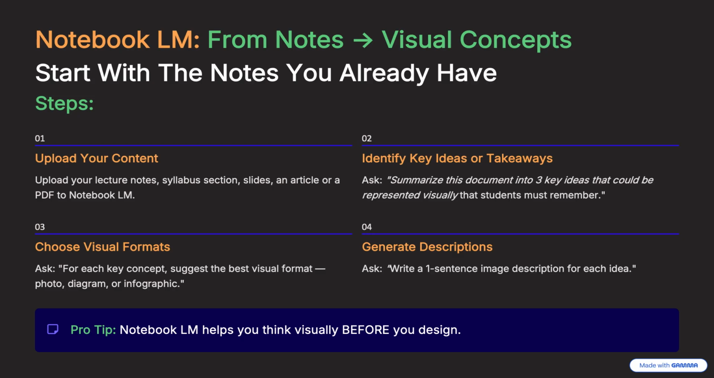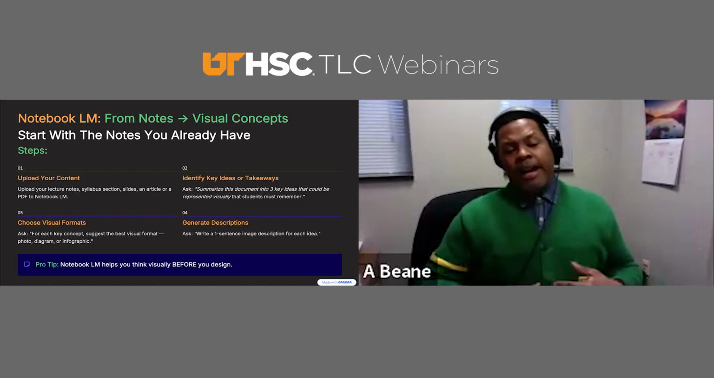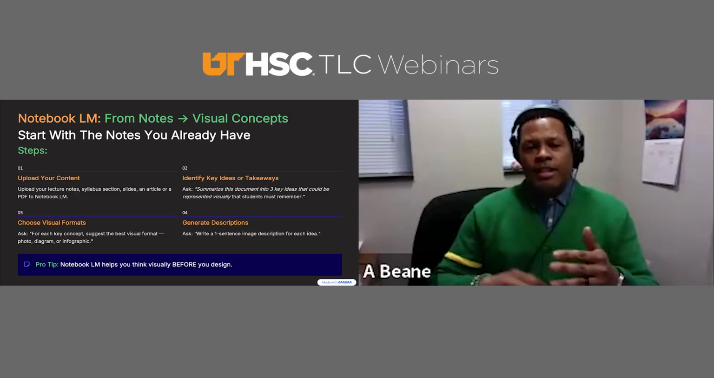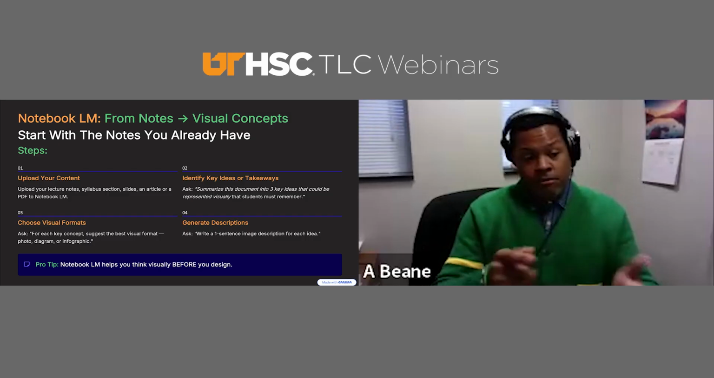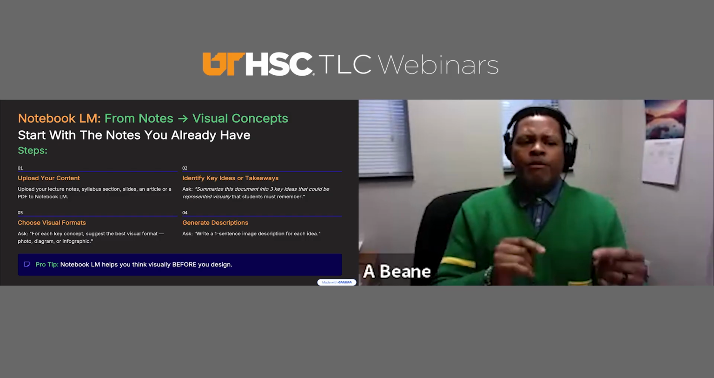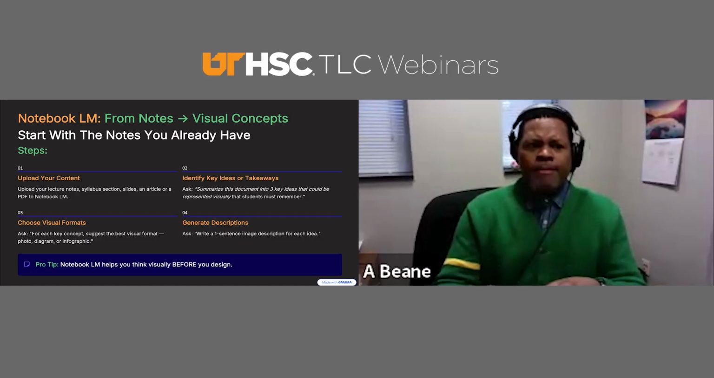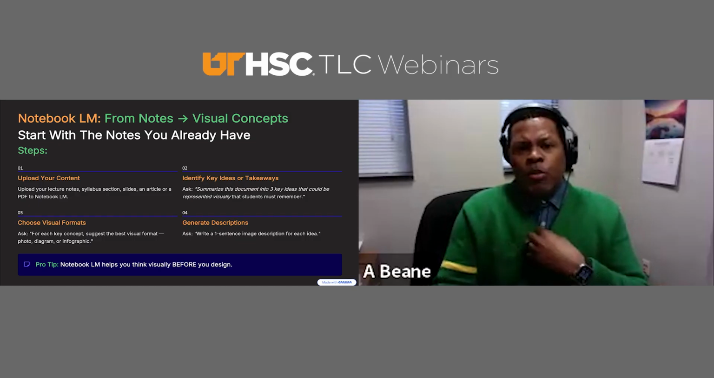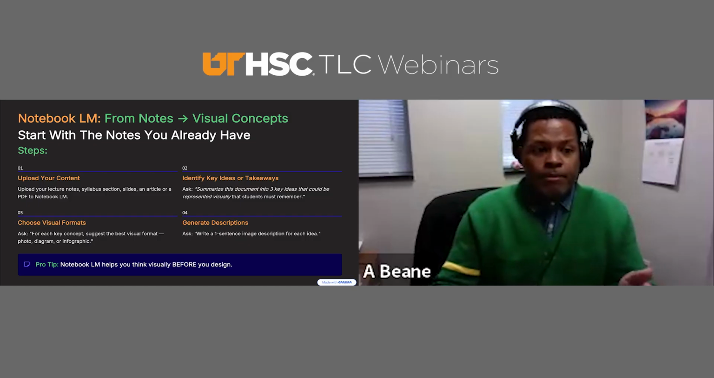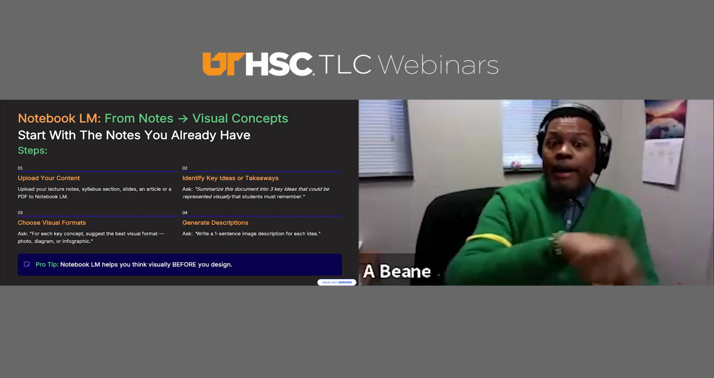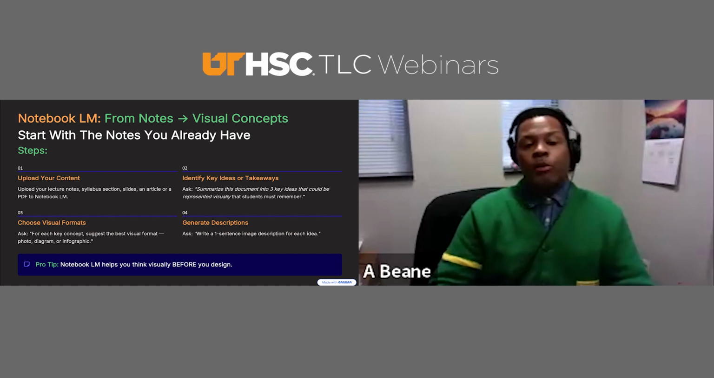And number 3, you choose visual formats. So you ask for each key concept to suggest the best visual format, photo, diagram, or infographic. Now, that to me is optional, and I put that in there because if you want to get very detailed and finite, that's a way to do it. But with this section, you can kind of craft this as you will, right? Because you may have an idea of what you want the format to look like or to be. So you can put that in that space, in that step number 3.